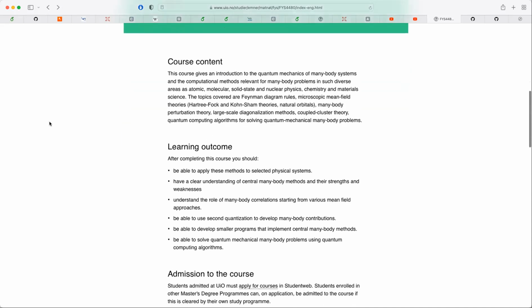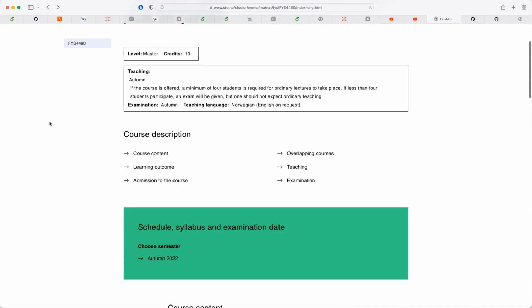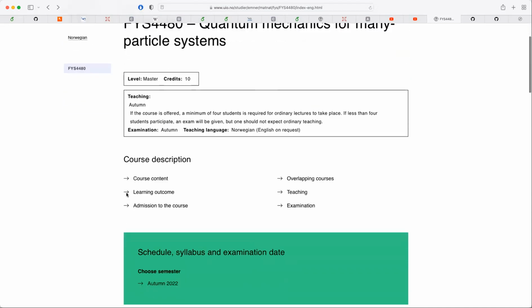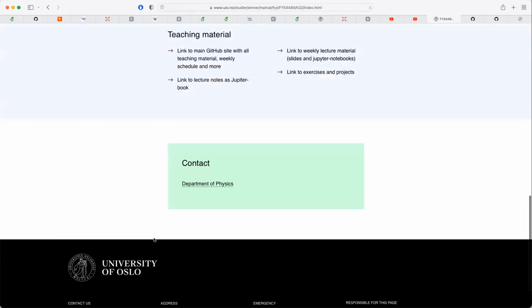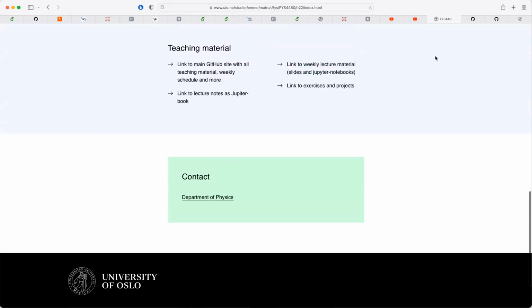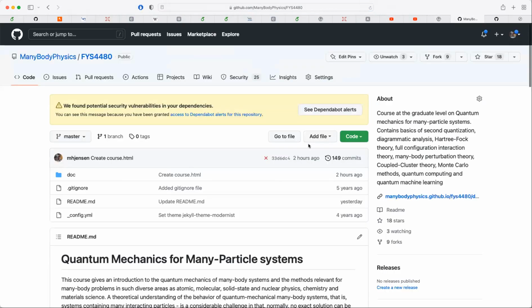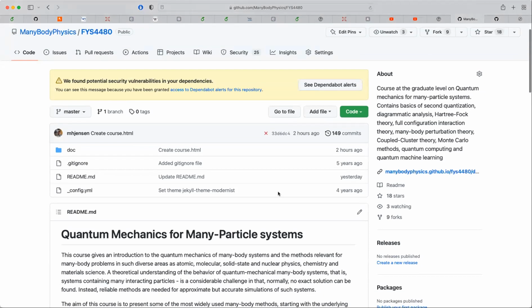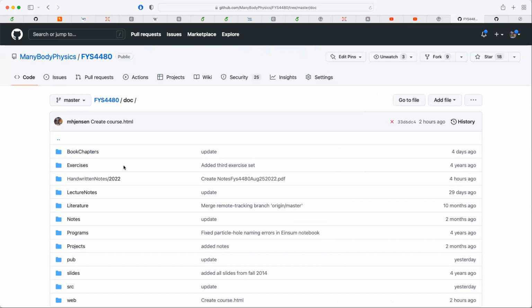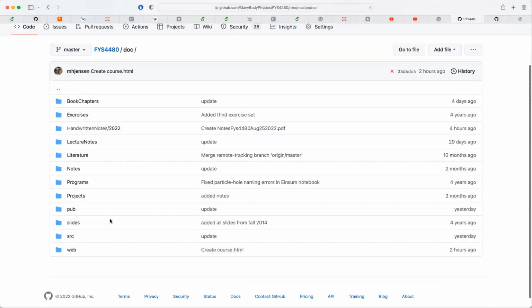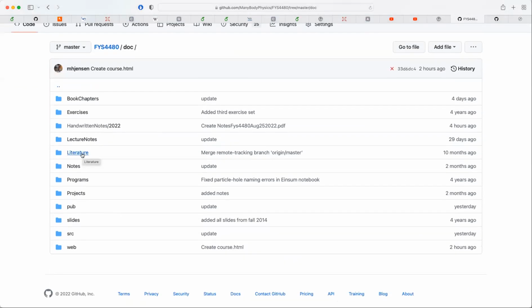Okay, you will find this information here, as you probably noticed, and if you go into the fall 2022, you will also find the link to the GitHub address, and the GitHub address is this one. If you go into different folders, like in this doc folder here, you will find different textbooks which we have mentioned. And I'm going to give you the reading assignments from these textbooks.